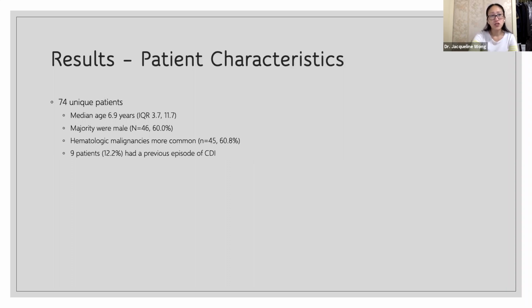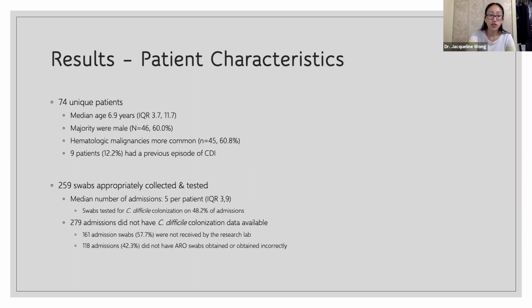And so we collected swabs from 74 unique patients. The median age was just under 7 years, and the majority were male. Similar to the general oncologic population on the pediatric side, the majority had hematologic malignancies. 9 patients had a previous episode of CDI.